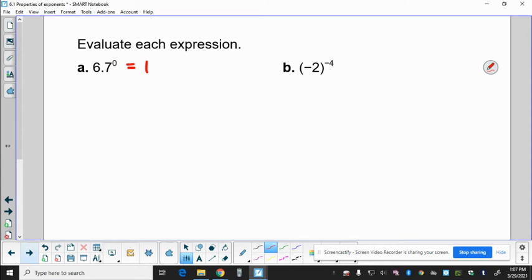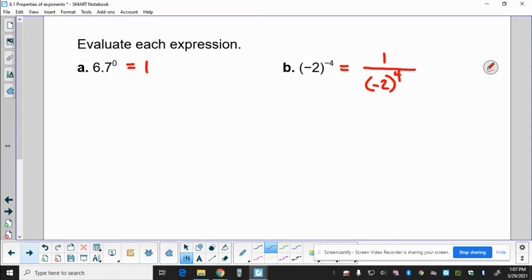Next question, part B. What is negative 2 to the negative 4th power? It's not a negative number necessarily. What it is, is a reciprocal. So what you do is you take this value and the exponent becomes positive. That's important to note.